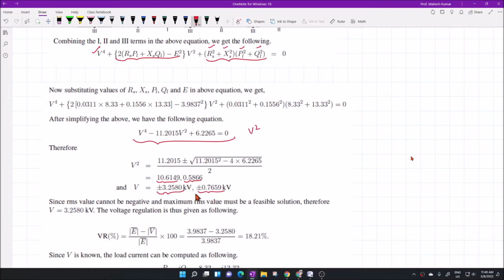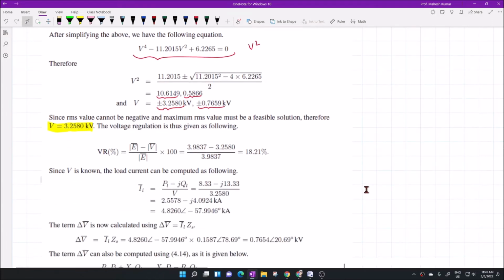Obviously, RMS value cannot be negative, so negative values are ruled out. There are only two positive values and the maximum of the positive values is considered, which is near to the rated value. So 3.25 is the correct solution. Therefore, the load bus voltage will be 3.25 kilovolt per phase. And the actual voltage at the source is 3.98.